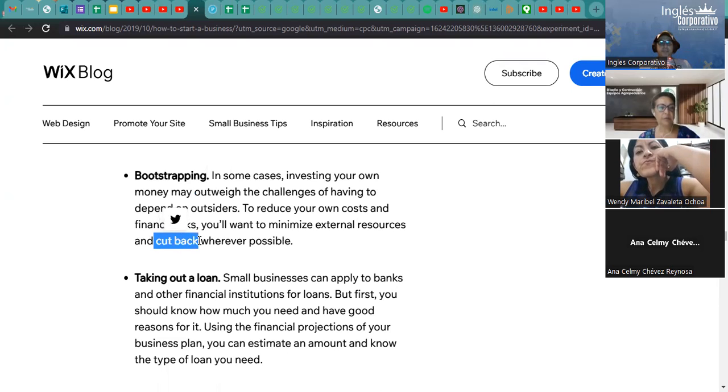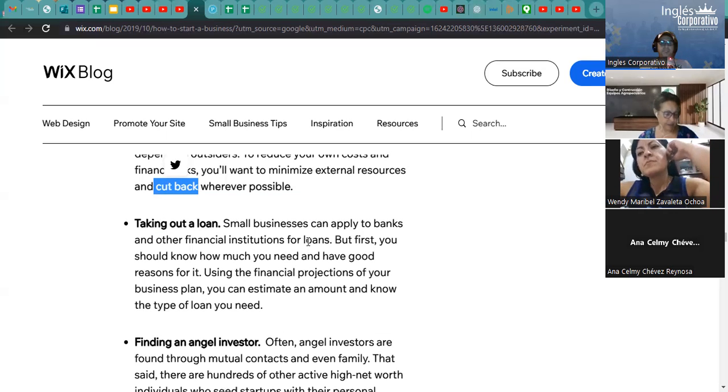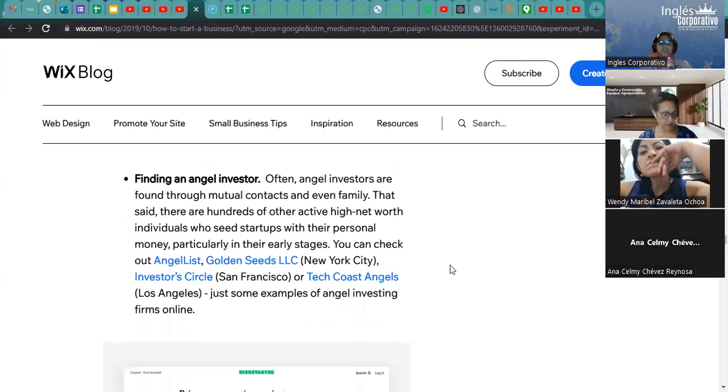Cutback. What is cutback? To save everywhere wherever possible. To cut back costs, to minimize costs, to reduce. Yes, to cut back is exactly that: to minimize, to reduce something, a spending, of course. Let's see what else we can find here.